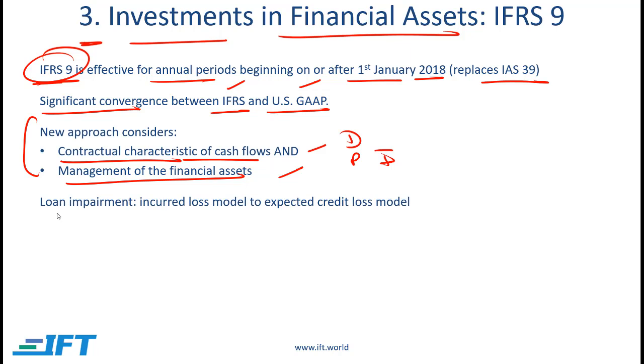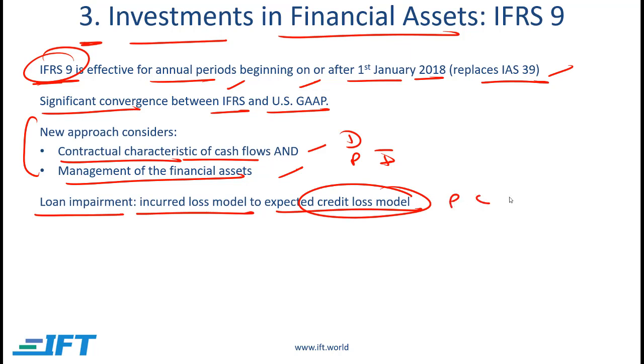IFRS 9 also has a different approach to loan impairment relative to the older standard. With the new standard, we move from the incurred loss model to the expected credit loss model. The idea here is that with the expected credit loss model, we look at the past situation, the current situation, and we also look at what might happen in the future. So if the probability of credit loss increases, then that also is considered with the expected credit loss model. This was not considered in the old incurred loss model.